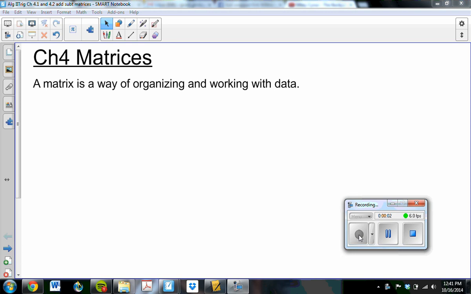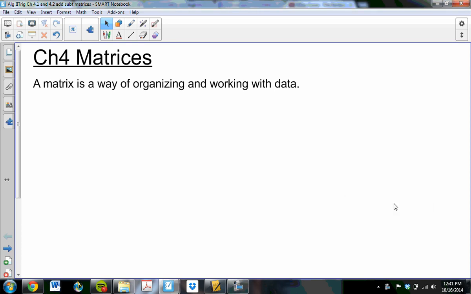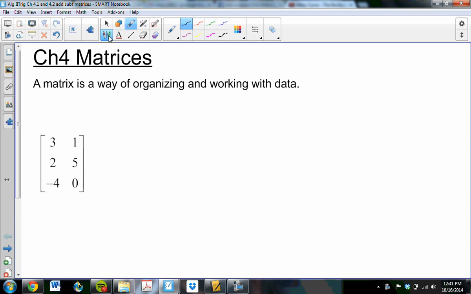Okay, it's a video on Chapter 4, Sections 4.1 and 4.2. Chapter 4 is covering matrices. A matrix is a way of organizing and working with data. We can talk later about what type of data that is or where it comes from, but you basically take a bunch of numbers and you put them in a box. That box is called a matrix.